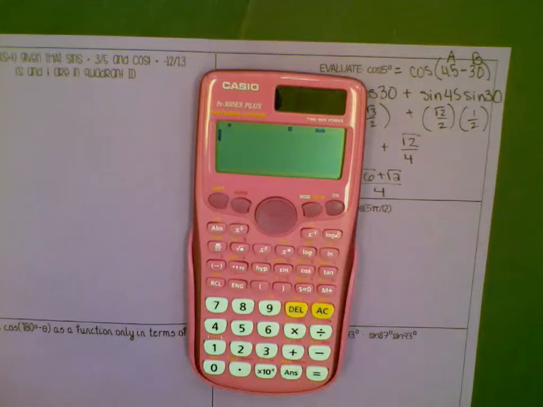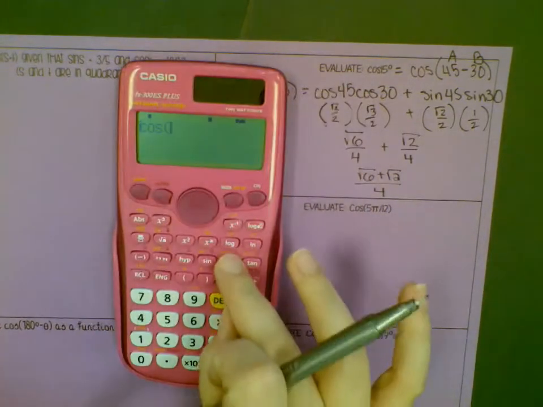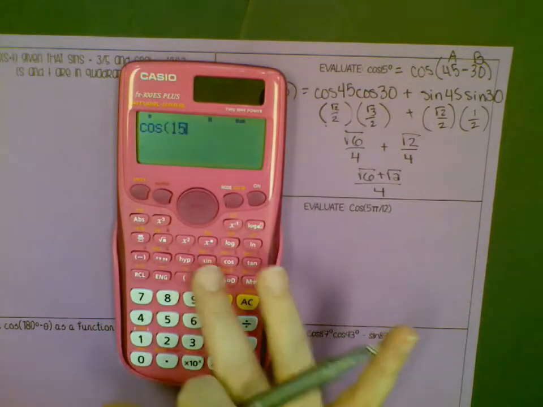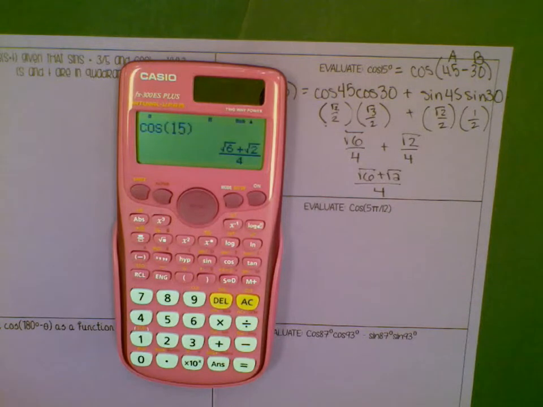If you have one of these calculators that give you the exact answer, it will actually tell you root 6 plus root 2 over 4 when you type it in, because it gives you the exact answer. That's not saying that I want you to use the calculator to figure it out. I want you to use the formula, but this calculator is smart enough to figure those out.